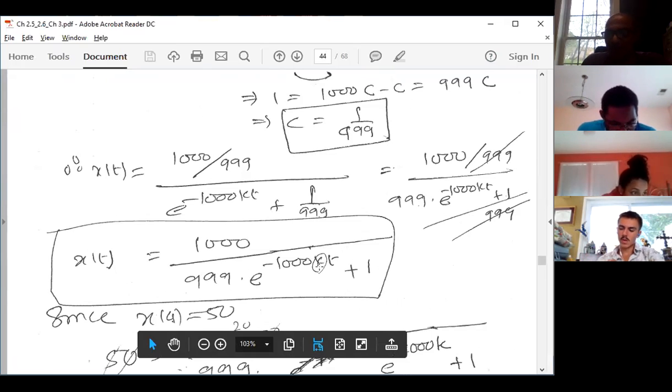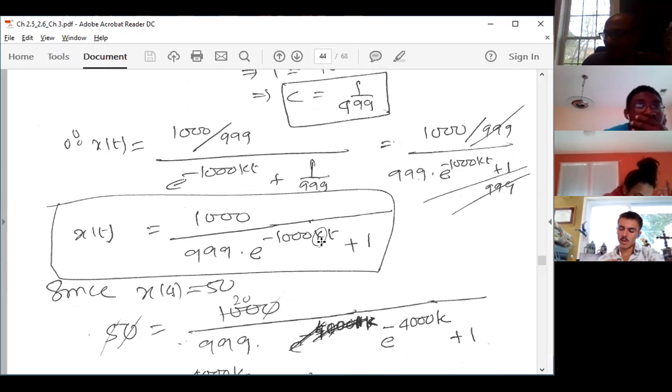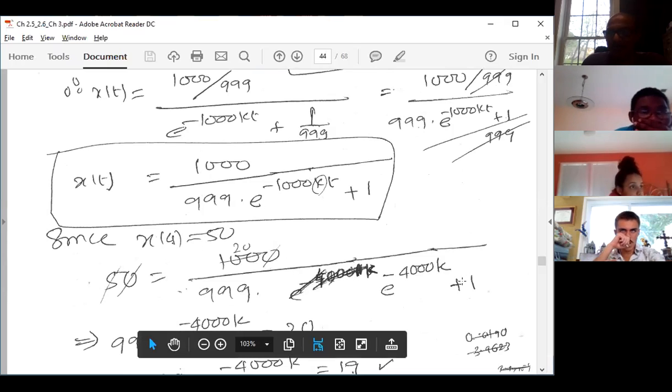I'm going to use the second initial condition, x at 4 equal to 50, and try to figure out the value of the other constant, because so many times I told you that initial conditions are useful to get the values of the constants. So when time t equal to 4, after 4 days, 50 students are infected. So x(t) equal to 50, t equal to 4. So 4000 k plus 1.